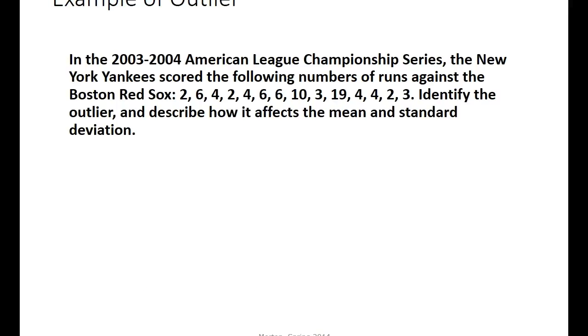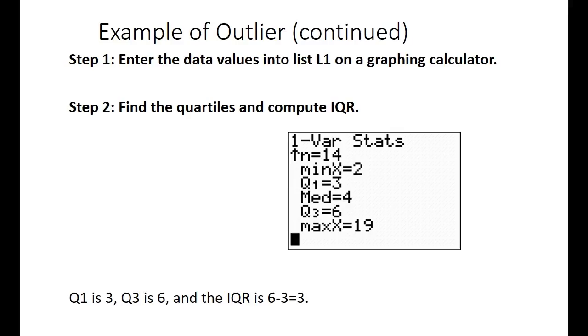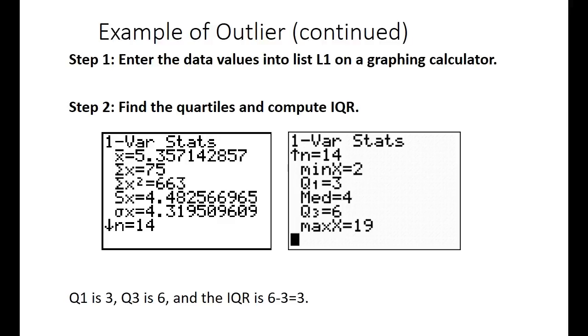To do that, we want to enter the data into list 1 and find the quartiles. Remember you do 1-Var Stats, but you have to arrow down to get to the 5-number summary. So we have a Q1 of 3 and a Q3 of 6. We're going to subtract those two numbers. 6 minus 3 is 3. So this would be the whole 1-Var Stats from your calculator altogether.